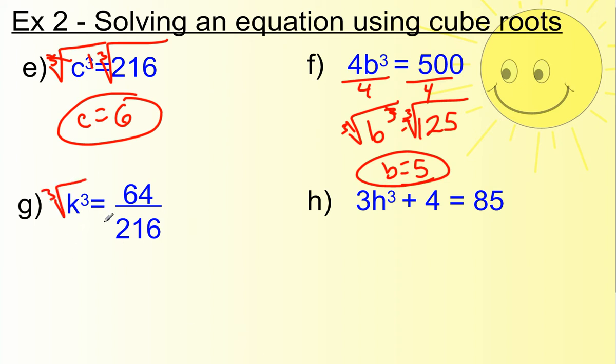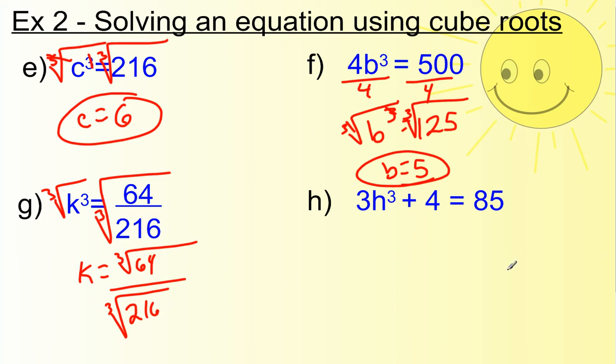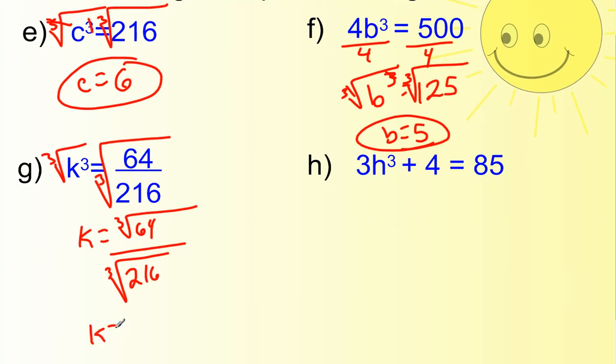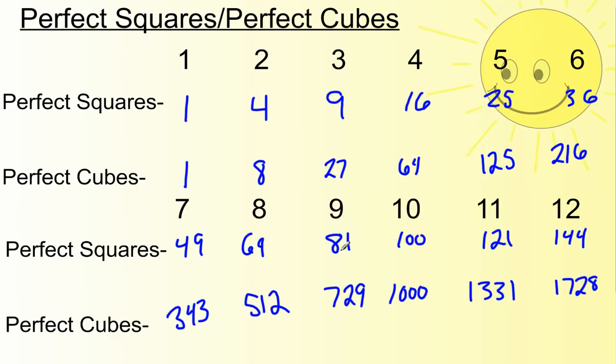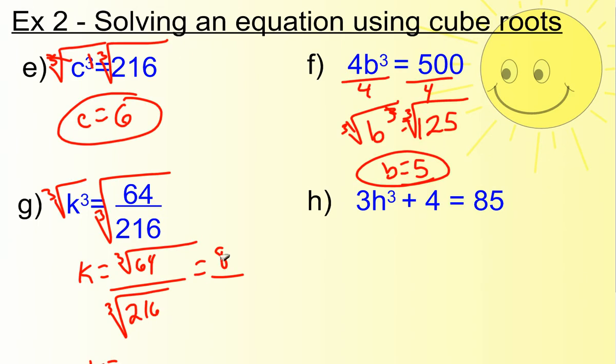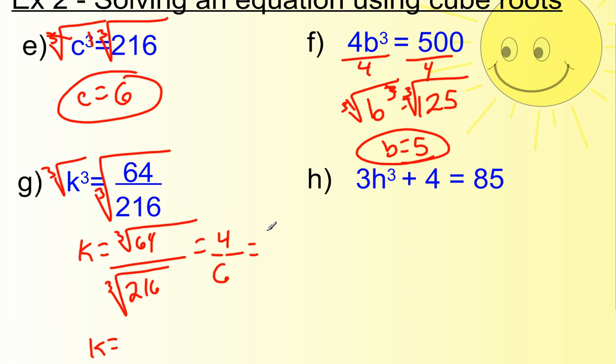Cube root, cube root, cube root. So we've got k over here, and on this side we have to break it down into the top and the bottom. And let's see, k equals, the cube root of 64 is 4. And the cube root of 216 is 6. And 4 over 6 simplifies to 2/3.